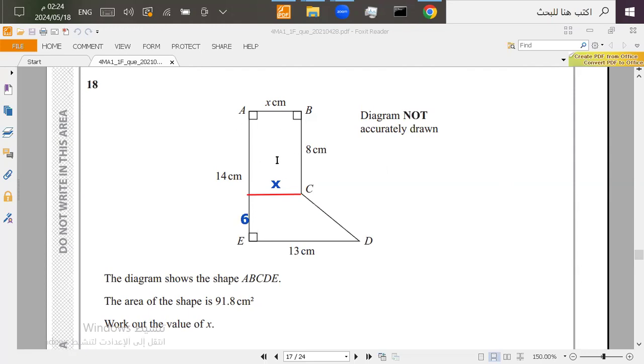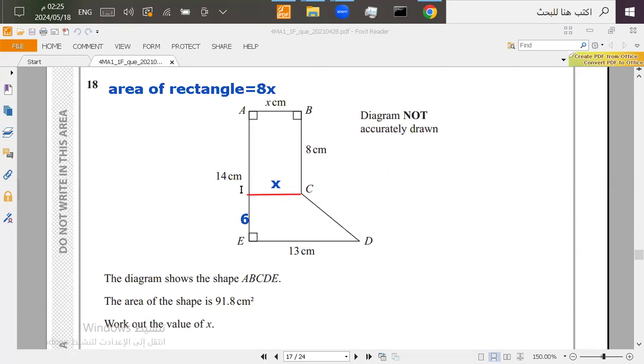Now, the area of the rectangle is going to be 8 times x. So the area of this rectangle is 8x. This is the area of the rectangle. Area of rectangle equals 8x. Okay, let's put it here.